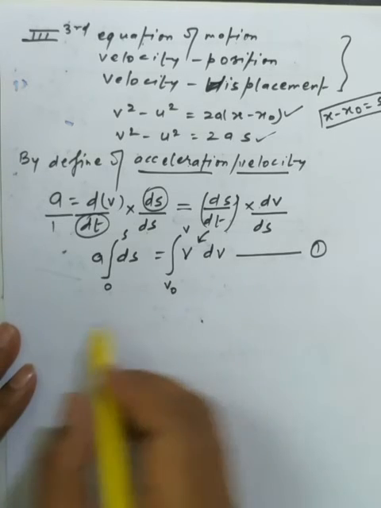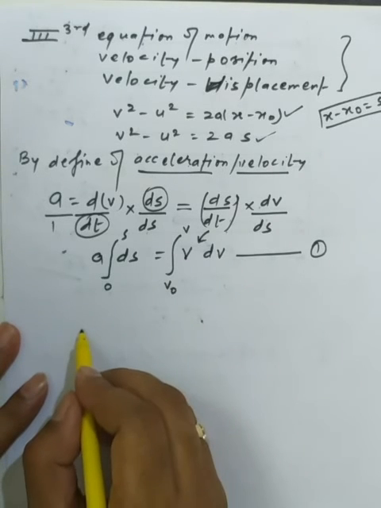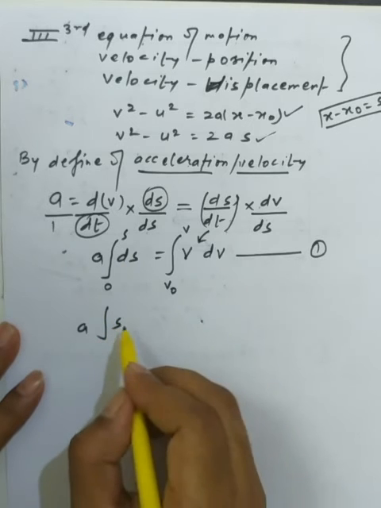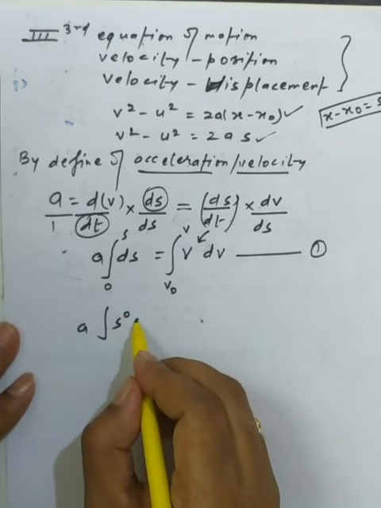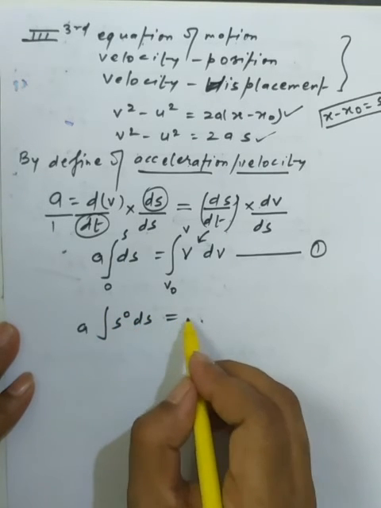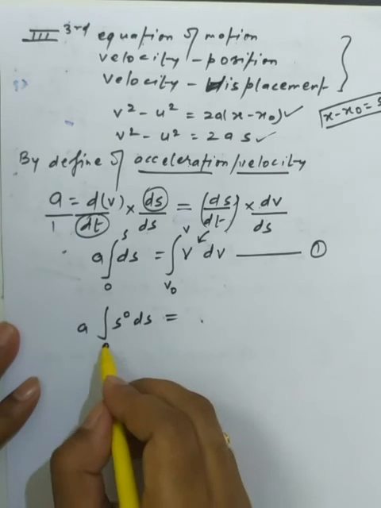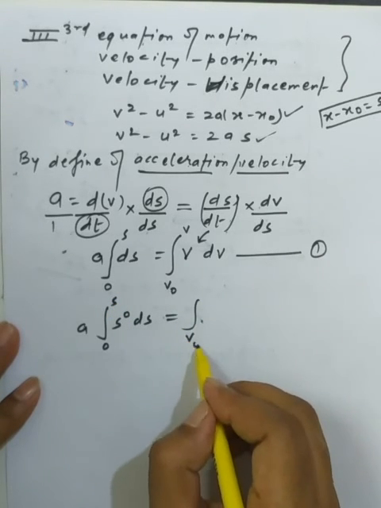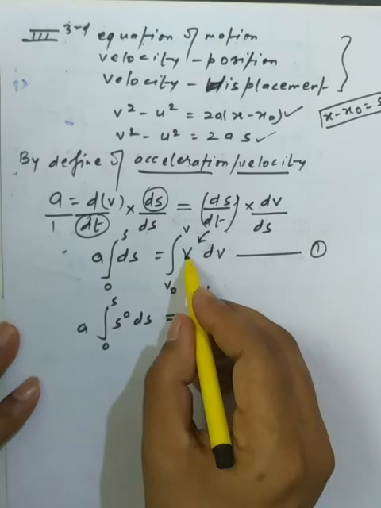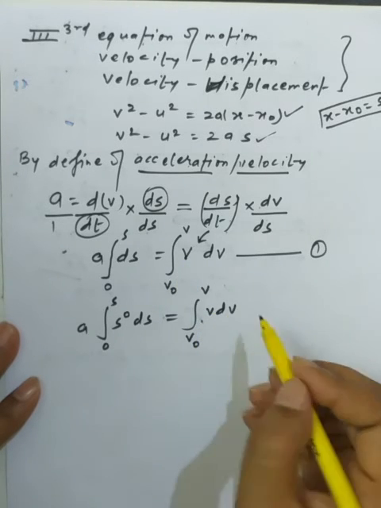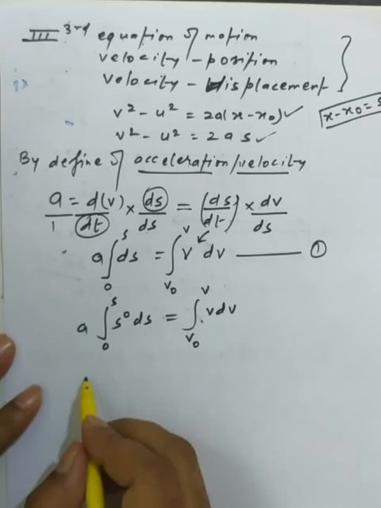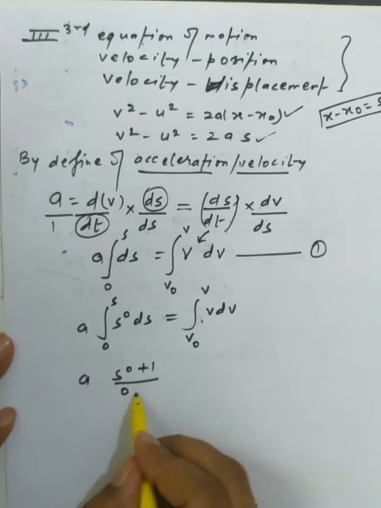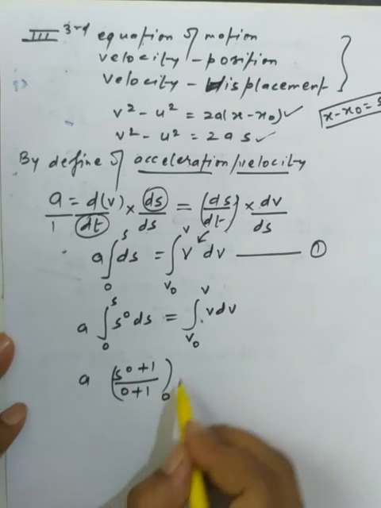Now I am operating this integral. The relevant function is not there, so we create ds, with the limit of 0 to s. Here we already have the function, that is v naught to v as the limit, and the function is v, and we have to apply the integral, that is dv. So we approach it as 1 divided by 0 plus 1, with the limit of 0 to s.